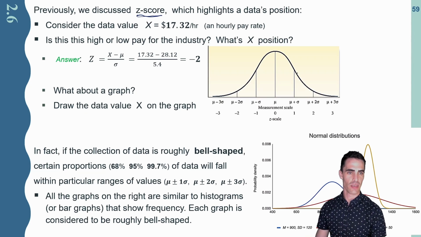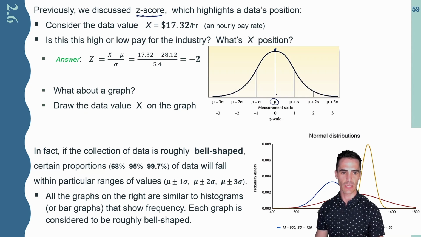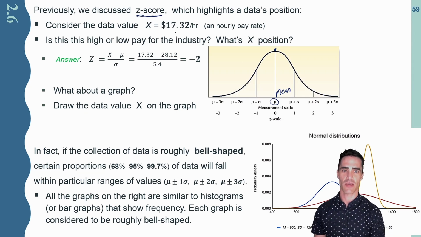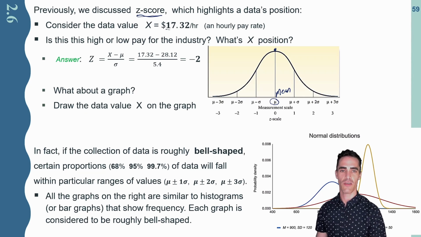If I look at this nice bell-shaped curve, here are my observations. It's representing the mean, the center, the mean, mu. That's the highest point on my graph. What I want to do is look at 17.23. If I use the z-score formula, I'll end up with a z-value, z equal to -2.